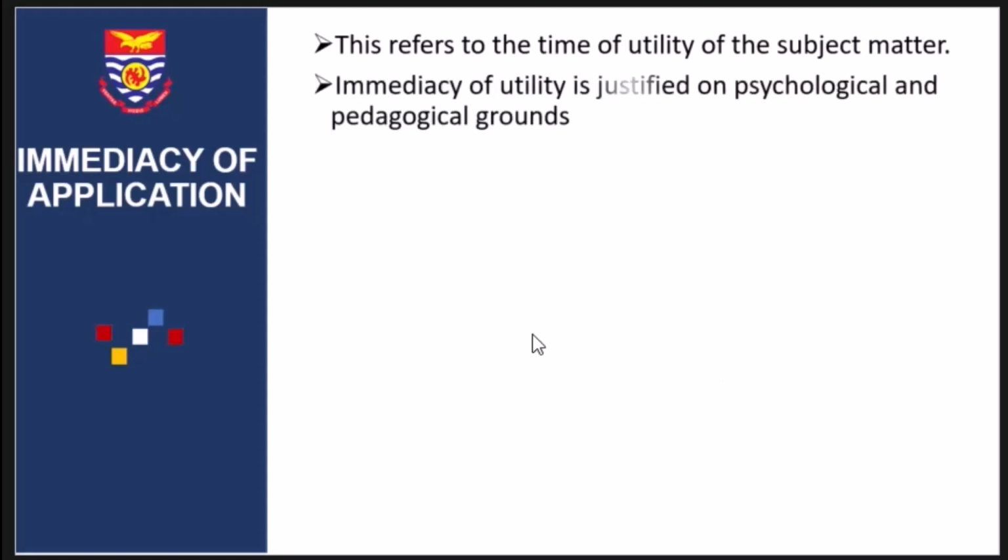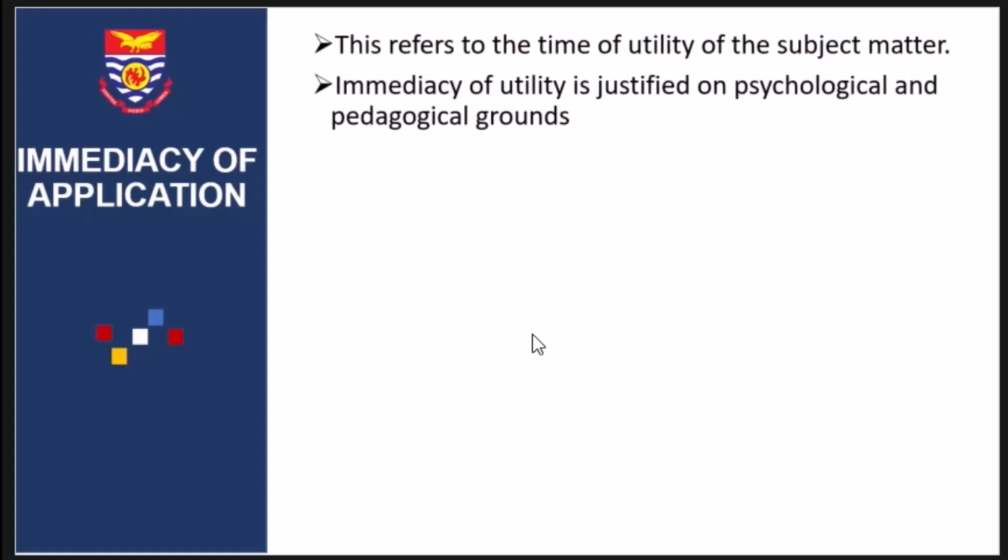The next factor is immediacy of application. If you apply something immediately, you have the interest of studying that thing. For example, if you want to drive, if you have a car parked at home, then you have that tendency, that interest in learning how to drive immediately. The same applies to mathematics. So when we say immediacy of application, it refers to the time of utility of the subject matter. When are the students going to use what you are going to teach? It also influences how you should sequence the subject matter.